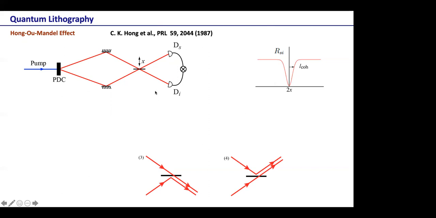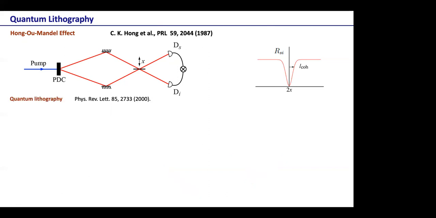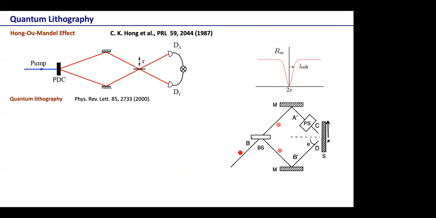What it gives is that both photons go this way or that way. Now this fact can be used for quantum lithography. This was proposed in 2000, but it is still a theoretical idea as far as higher N is concerned, but the idea is there. So what is lithography? This is used in the semiconductor industry for writing patterns on silicon chips.